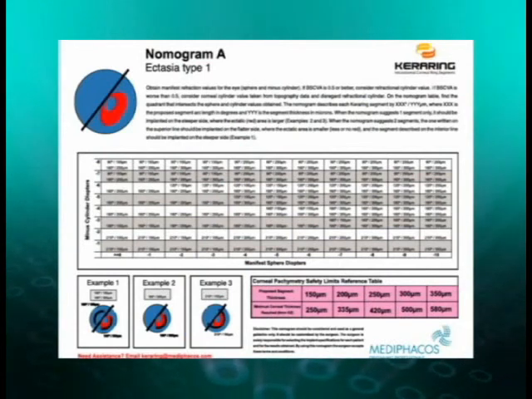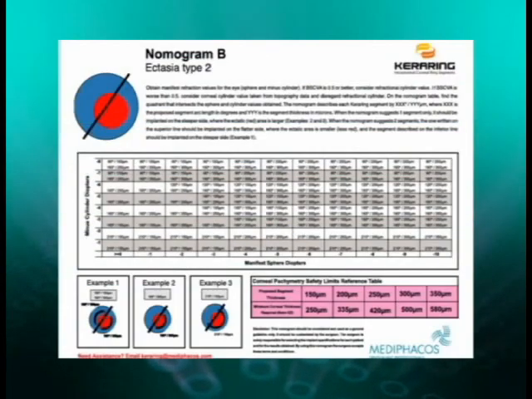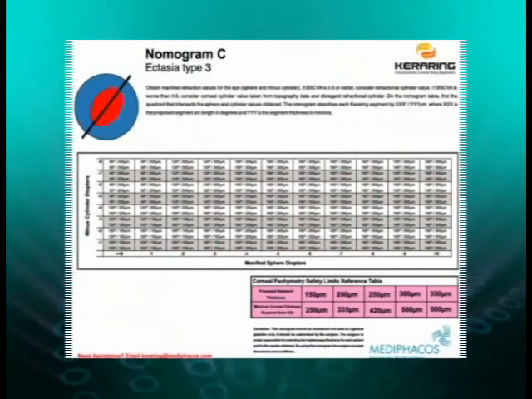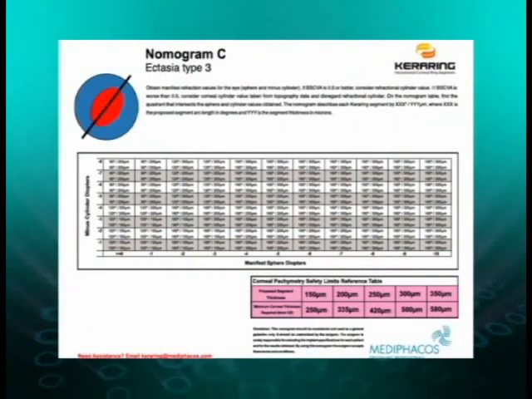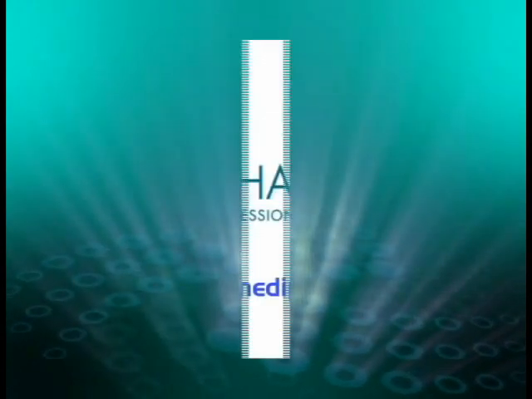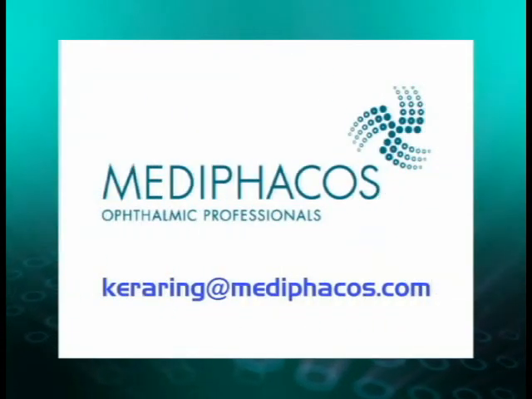It is possible to use one or two segments of variable thicknesses and arc lengths, allowing the surgeon to customize the treatment according to the individual needs of each case. Keraring nomograms are constantly updated based on statistical analysis of results and the cooperation of expert surgeons. Mediphacos also provides a surgical plan advice service, which can be accessed through the email address keraring@mediphacos.com.